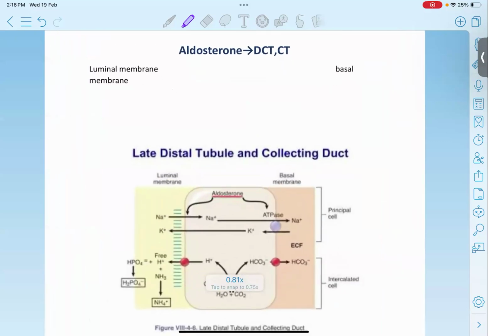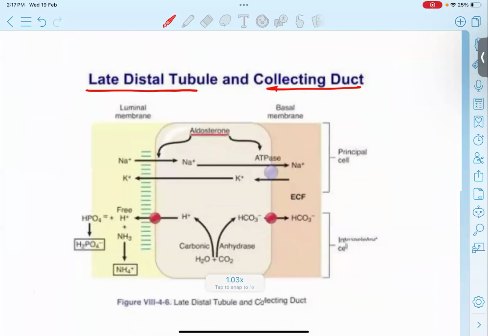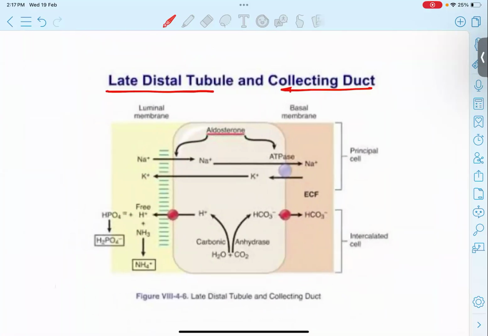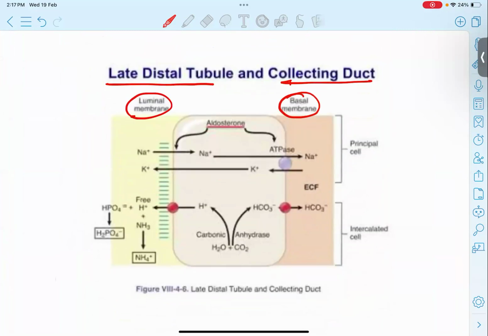First of all, aldosterone works in the late distal tubule or late DCT and the collecting tubule or CT. So mainly it works in the collecting tubule. Late DCT means the last portion of the distal tubule, which is the start of the collecting tubule. So how does aldosterone work? This is the basal membrane and this is the luminal membrane. First of all, what do luminal membrane and basal membrane mean? Luminal membrane means the lumen.